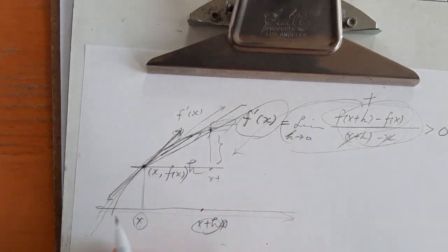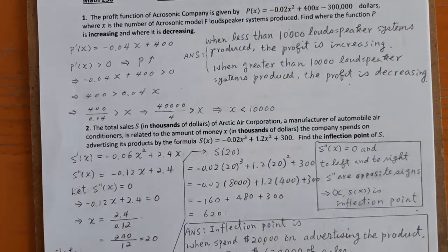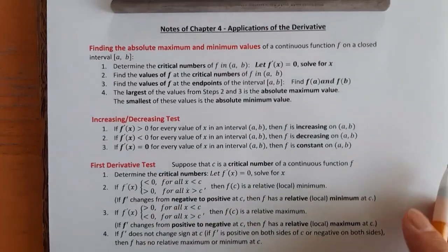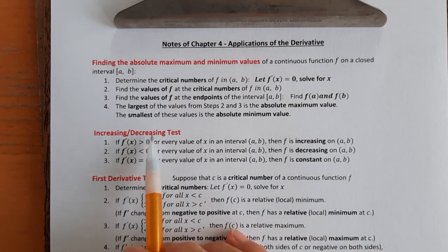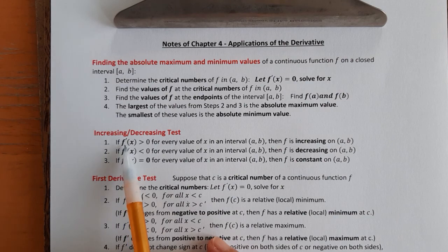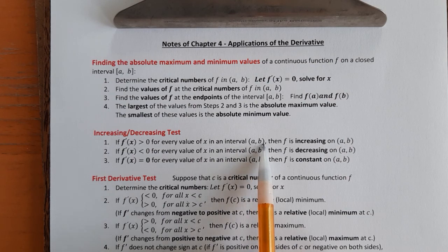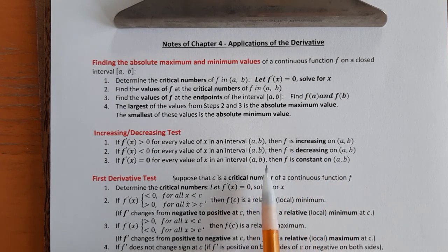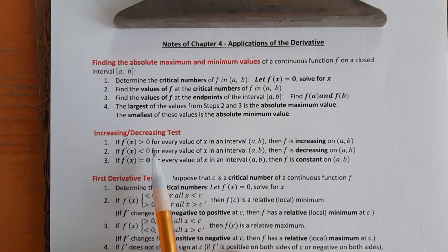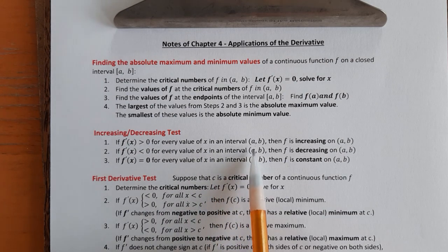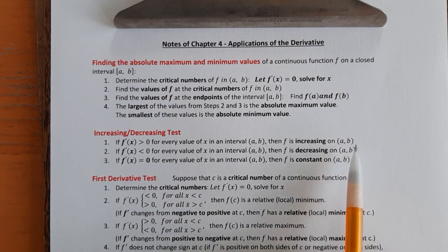This tangent line rises up. So we use this property. Here are the notes of Chapter 4: the increasing, decreasing test. If f prime of x is positive for every value of x in the open interval a to b, then f is increasing on the interval a to b. The second one: if the first derivative is negative for every value of x in the open interval a to b, then f is decreasing on the open interval a to b.